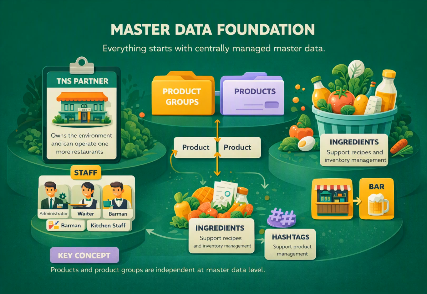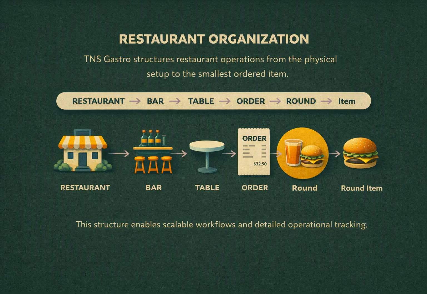The relationship between a product group and its selling price is created later when the product is assigned to a specific bar. Because of this architecture, a product can belong to different product groups, have different selling prices, and participate in different operational concepts in different bars while still remaining a single centrally managed product. Now that we have defined the master data, we can look at how a restaurant is organized.